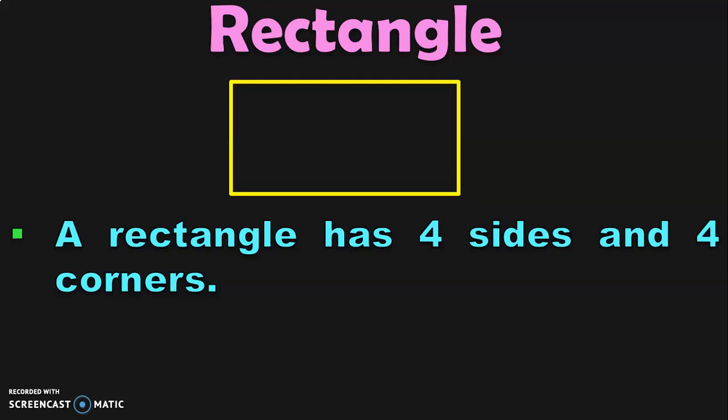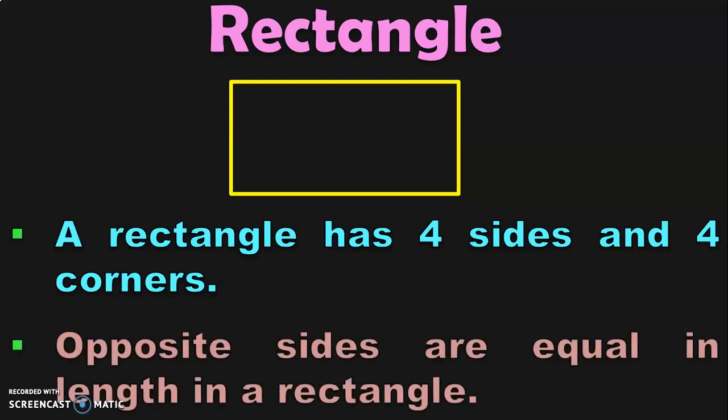This is just like in the case of a square. But the difference comes here. Opposite sides are equal in length in a rectangle. In this case, the two sleeping lines are of equal length and the two standing lines or the vertical lines are of equal length. Let us think of some of the objects that resemble a rectangle shape in your school or in your house.